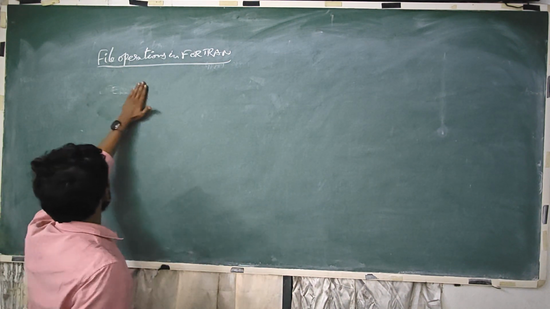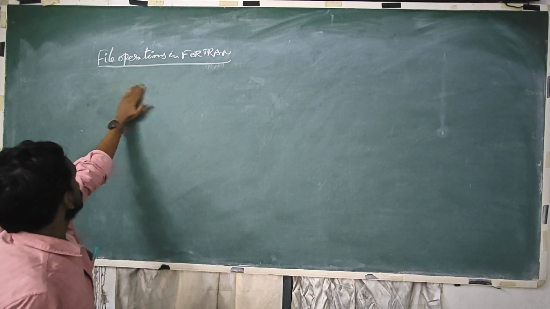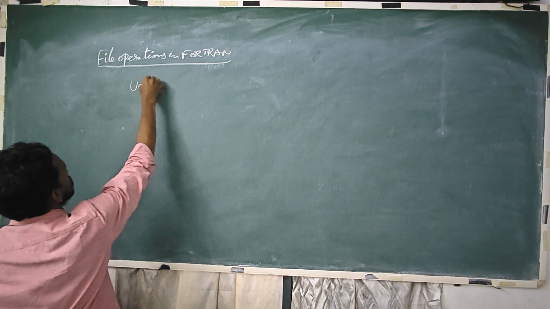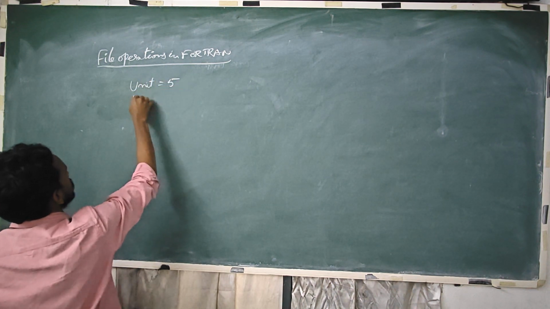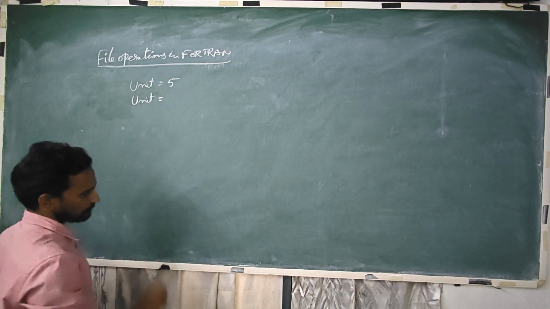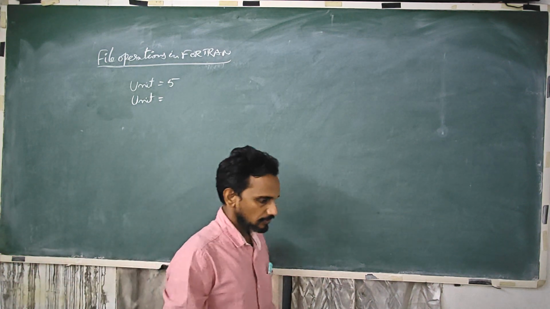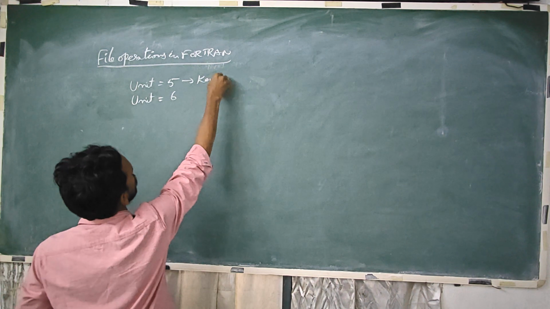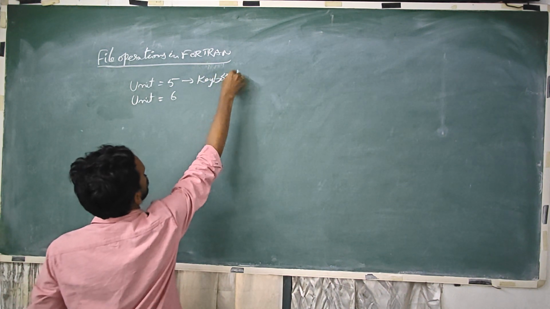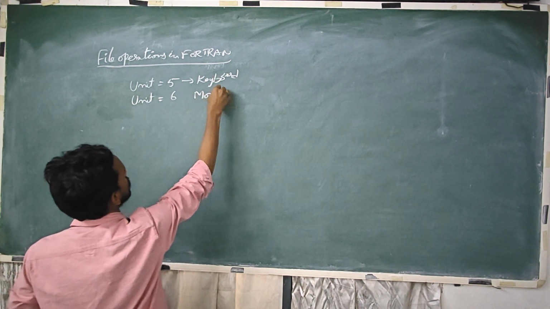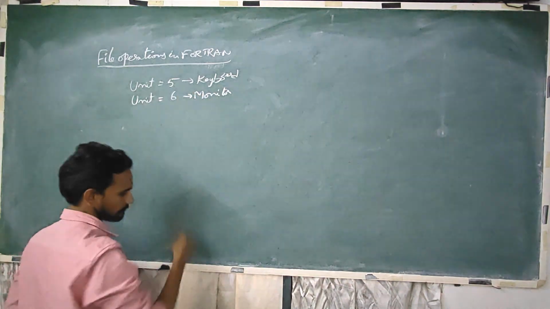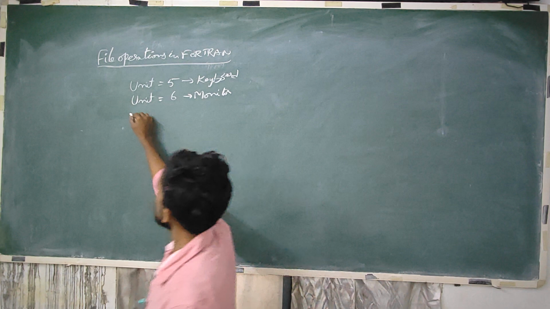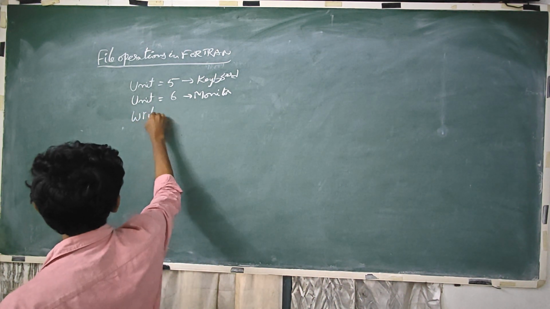So in read-write statements, let's say the unit number is, unit 5 and unit 6 are reserved for keyboard and monitor. So in a write statement or read statement we are using star comma star, right?